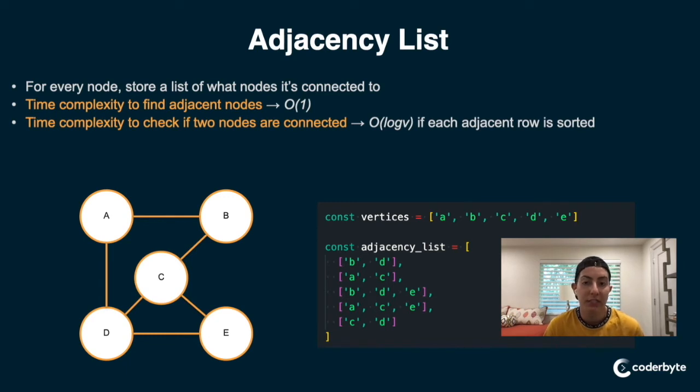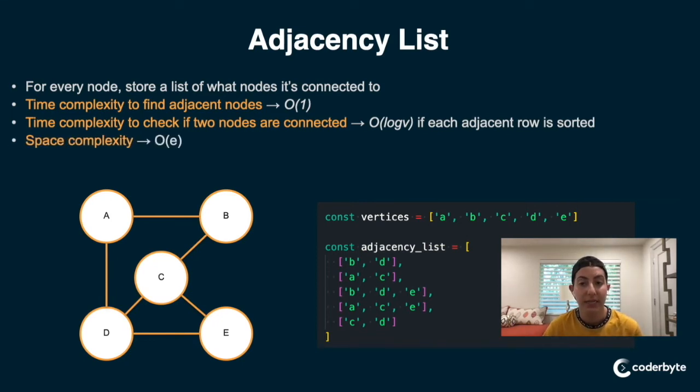The time complexity to check if two nodes are connected is O of log V if each adjacent row is sorted. So essentially, to look for whether or not two nodes are connected, you can just look at the subarray at that index and then look for the other node in it. Now, if the nodes are sorted in some greatest to least or least to greatest way, looking up something in a sorted array will be log V, which is excellent for our time complexity.